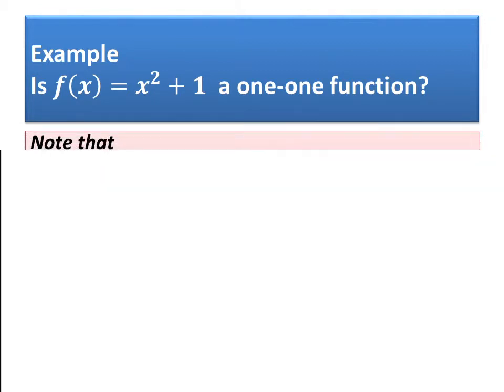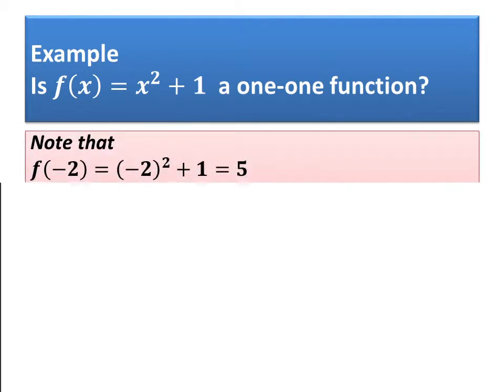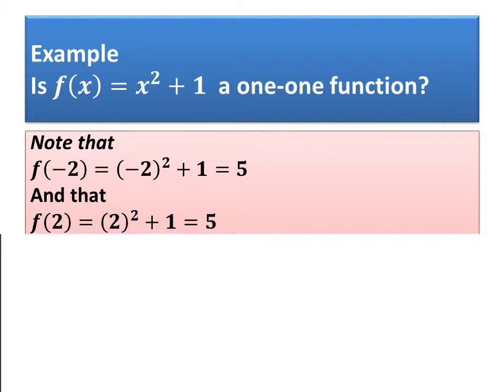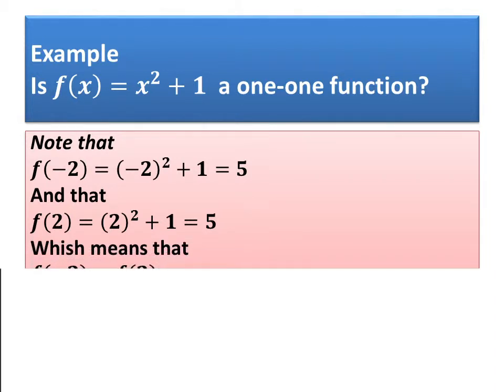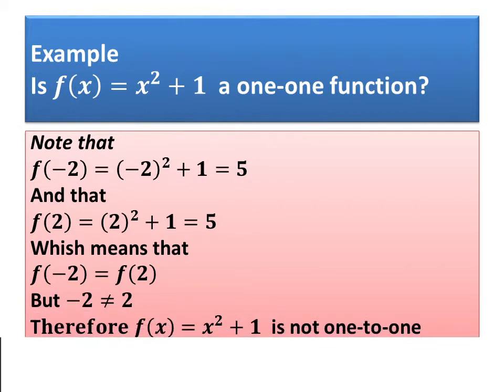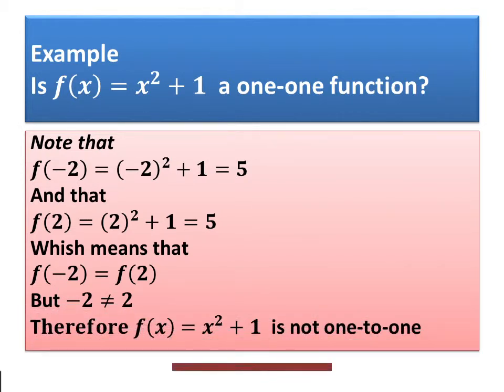We note that f of minus 2 is equal to minus 2 squared plus 1, which is 4 plus 1, which is 5. And also f of 2 is equal to 2 squared plus 1, which is 4 plus 1, which is also 5. This means that we have f of minus 2 is equal to f of 2 is equal to 5. So the images are equal. But the pre-images minus 2 and 2 are of course not equal. Therefore, the function f of x equals x squared plus 1 is not a one-to-one function.